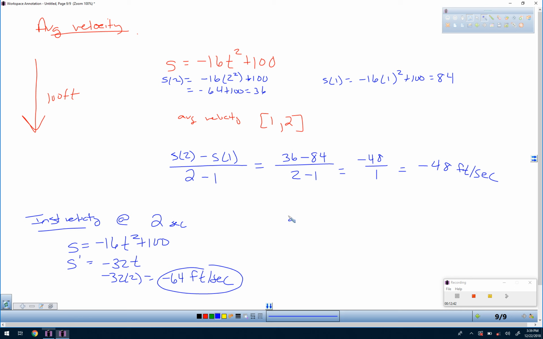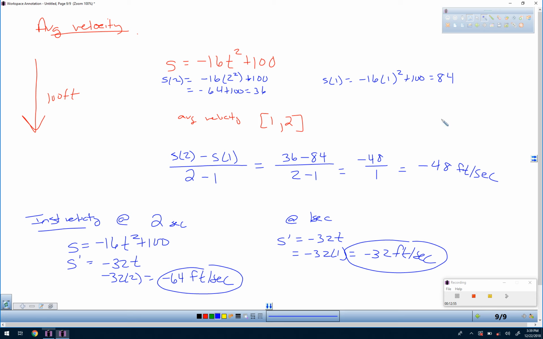And you can even test it out at 1 second. If you took the derivative, which we found was negative 32t, and plugged in 1, we would get negative 32 feet per second. So obviously you can tell that the velocity of the object is increasing. At 1 second, it's falling at 32 feet per second. At 2 seconds, it's falling at 64 feet per second. Of course, on average, that would be negative 48 feet per second. But again, don't get average velocity confused with instantaneous velocity.